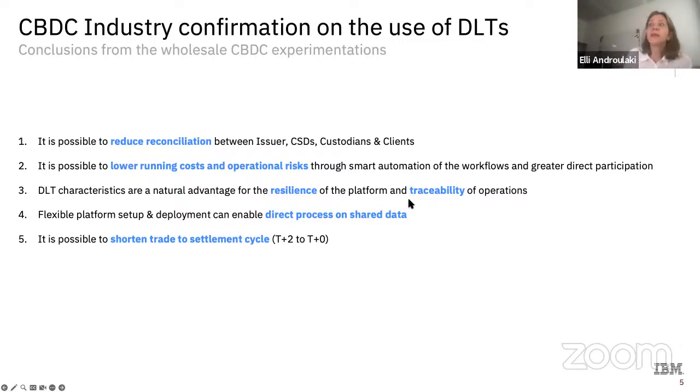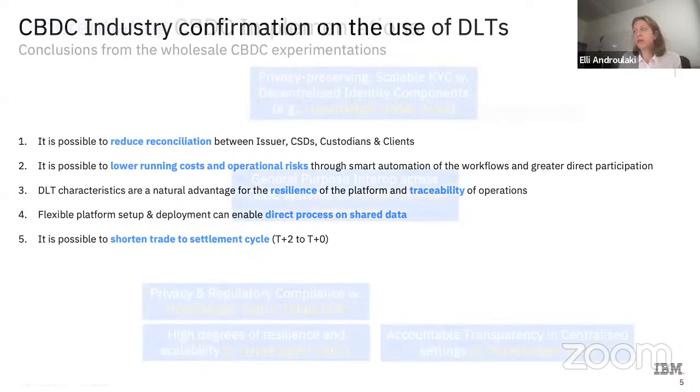Last but not least, because of the transparency that it brings into the picture and the fact that the single ledger is acting as a source of truth, traceability is also enabled, and overall reconciliation would be better optimized.